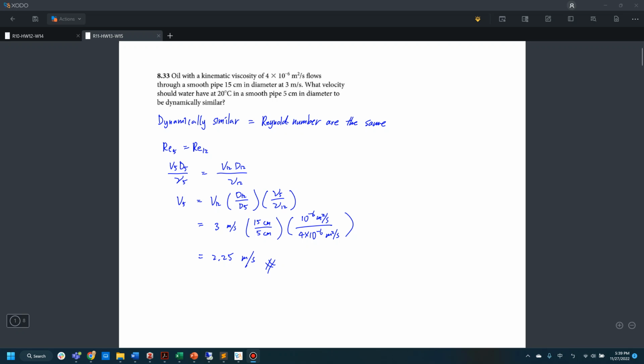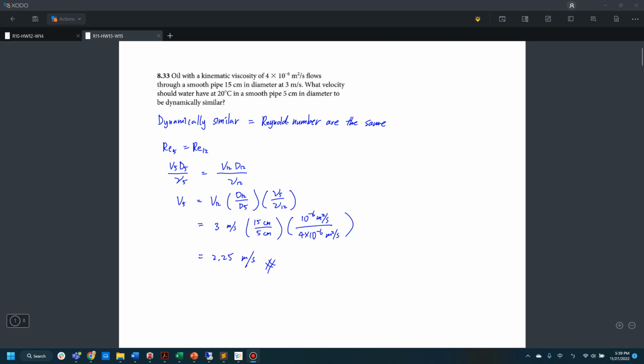In problem 8.33, oil with a kinematic viscosity of 4 times 10 to the power of minus 6 flows through a smooth pipe 15 centimeter in diameter at 3 meter per second. And the question is, what velocity should water have at 20 Celsius in a smooth pipe 5 centimeter in diameter to be dynamically similar?